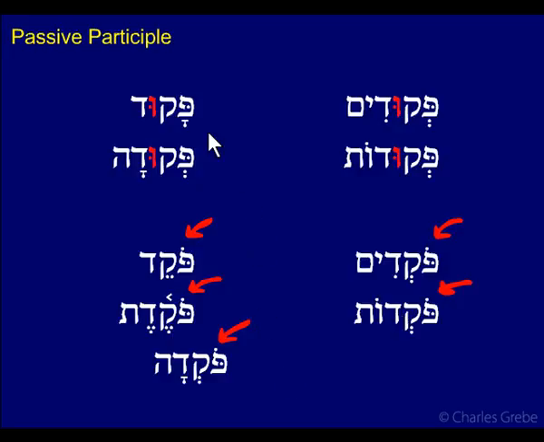Here, in the passive, it's the shuruk that is present all the way through. The kamets is also a marker, but it's less important because, again, it only shows up in the masculine singular. All the other forms, whenever you put endings on it, it disappears due to reduction. So, the thing to remember is shuruk is for passive, holum is for active. And the shuruk comes later. It's the second vowel. The holum is the first vowel.